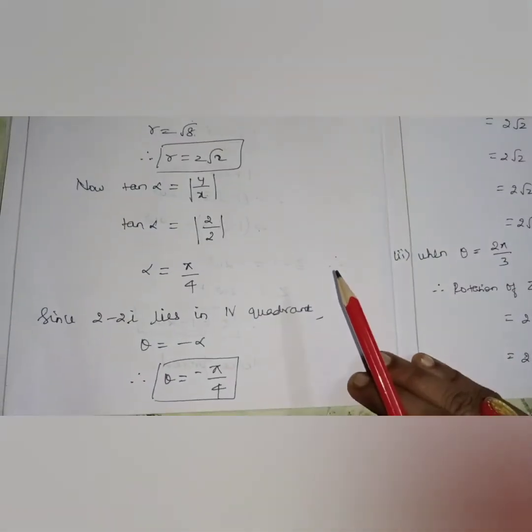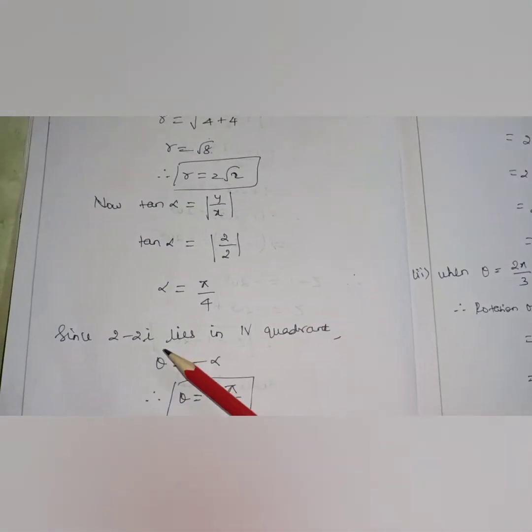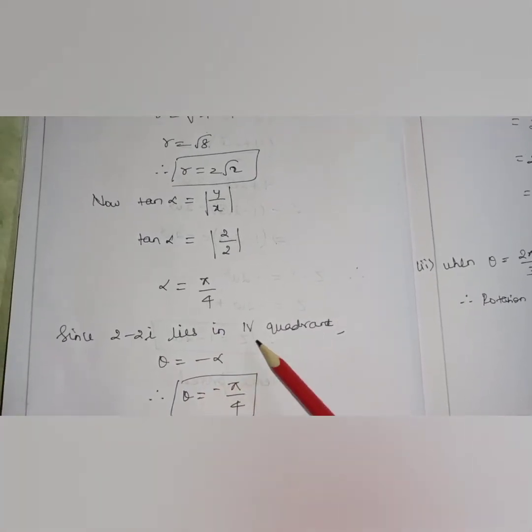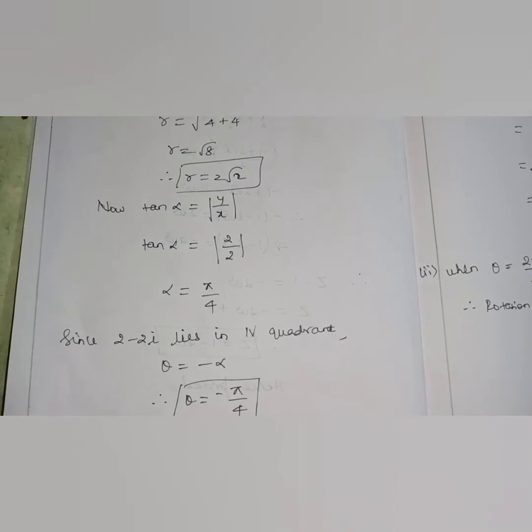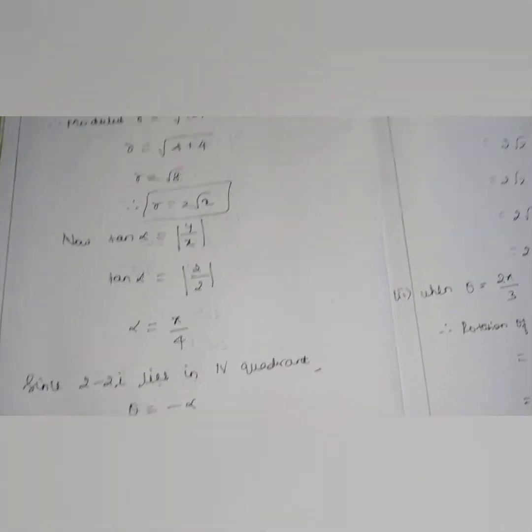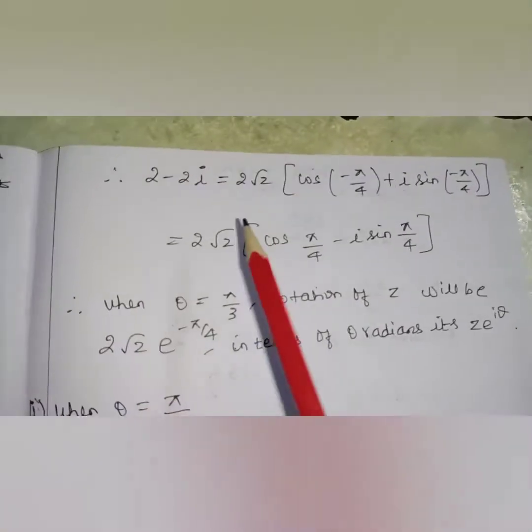Now we have to find the quadrant in which it is lying. Obviously 2 minus 2i will be lying in the 4th quadrant, and theta takes the value minus alpha. So theta is equal to minus pi by 4. We have got r to be 2 root 2 and theta to be minus pi by 4.